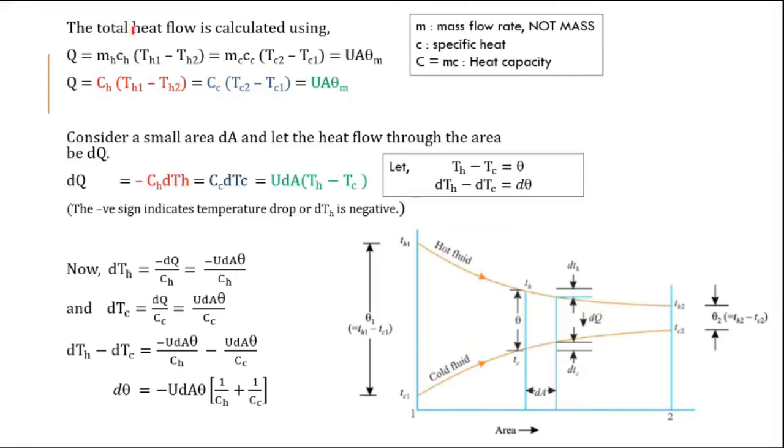We are going to write the same expressions that we wrote for LMTD. First, the total rate of heat transfer between the fluids. We have three different formulae for it. First is m_h C_h (T_h1 minus T_h2), which is the heat loss by the hot fluid, heat gained by the cold fluid, and rate of heat convection. So the formulae are C_h (T_h1 minus T_h2), C_c (T_c2 minus T_c1), and U A theta_m.